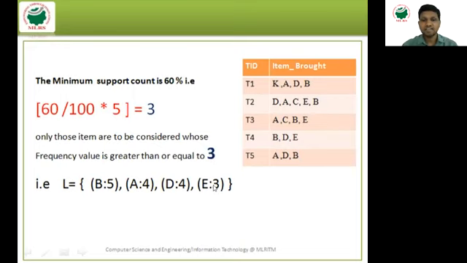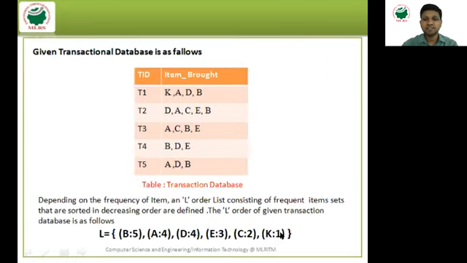In the L order list, we take the item threshold as 3, right? So now consider only values greater than or equal to 3. Now B5, A4, D4, E3, right? What about K and C? Are these greater than or equal to 3? Is this right or wrong? Yes. So obviously you are going to eliminate the C value and the K value.